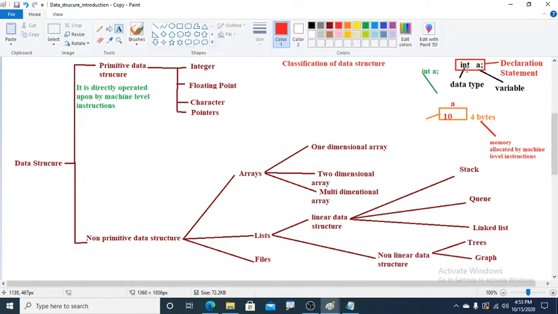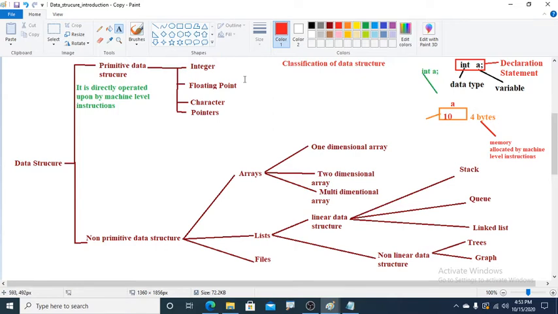Now understand, integer is what type? Primitive data structure. So it is directly operated by the machine level instructions, because memory is allocated not by you and me, it is allocated by the machine level instructions. That's why it is a primitive data structure. Integer is a primitive data structure.